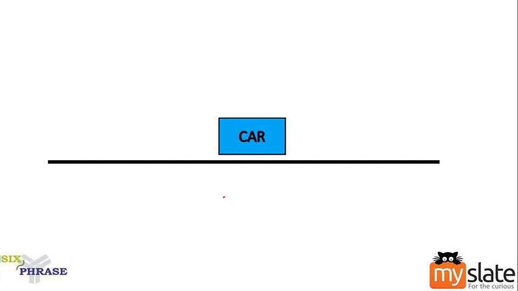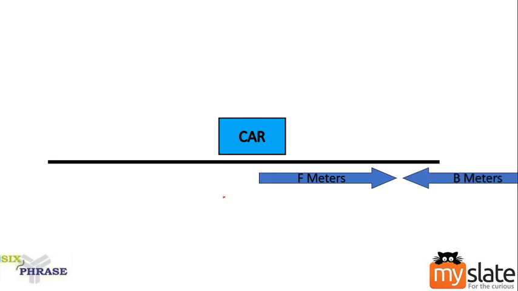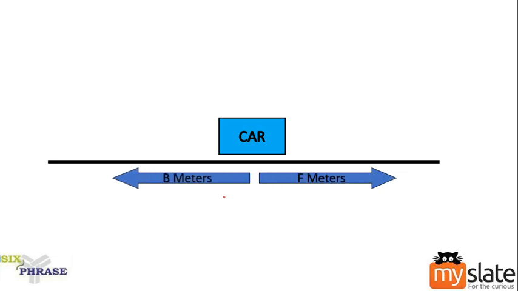Now, recollect the question. What is the data we have about the car? The car can move forward by f meters. Remember, the car will move in the forward direction by f meters. Similarly, the car will move in the backward direction by b meters. Forward by f meters, backward by b meters. This is the data in the first two lines. The car is going to perform reverse parking. It moves forward by f meters and it moves backward by b meters.